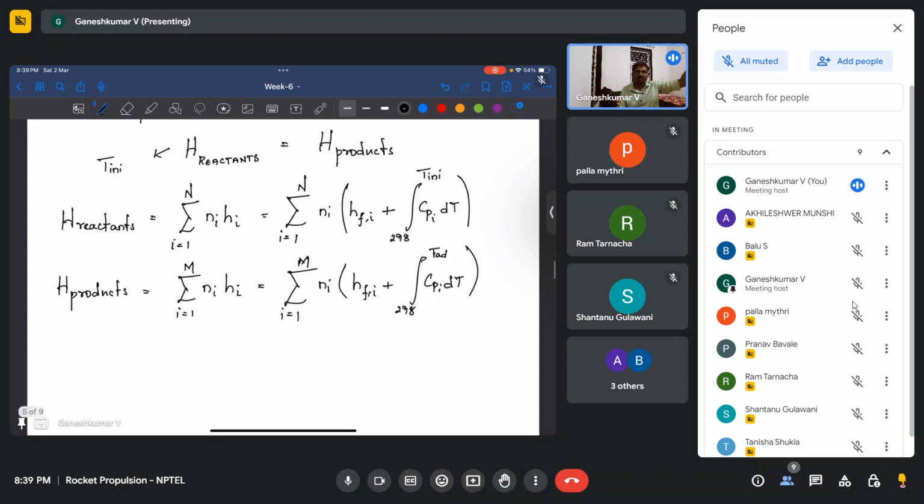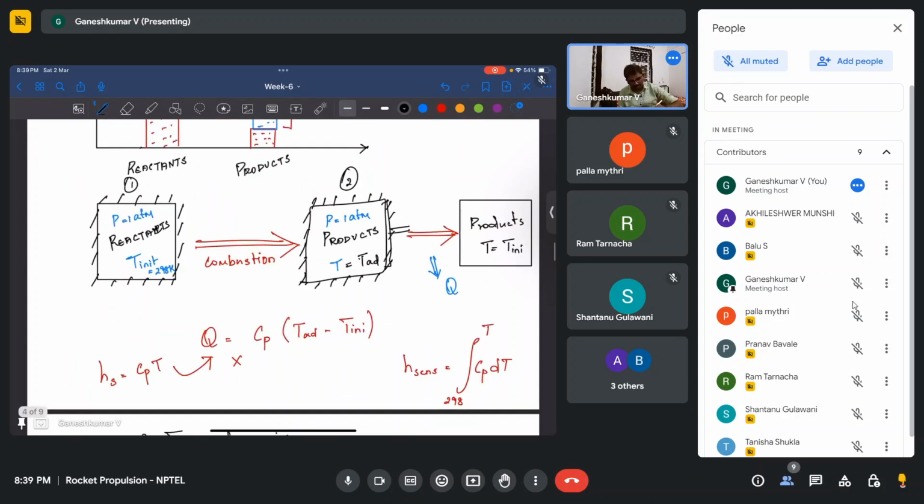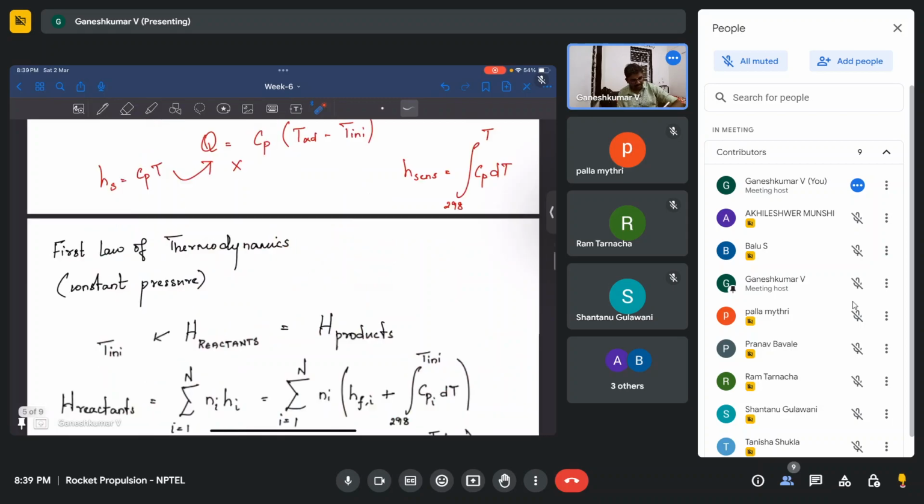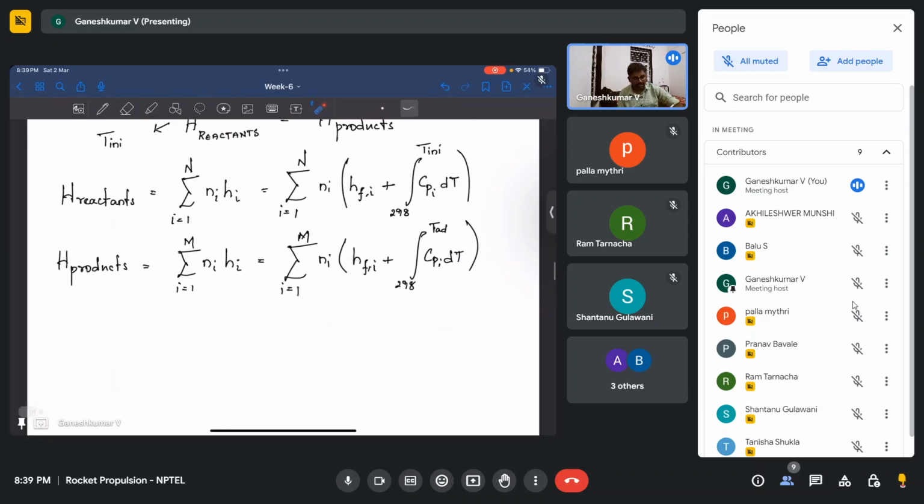Because we know at the end this is from 1 to 2, right? From here to here the temperature is going from 298 to the adiabatic flame temperature. Then the sensible enthalpy, if you want to calculate it, should be from 298 to the adiabatic flame temperature.